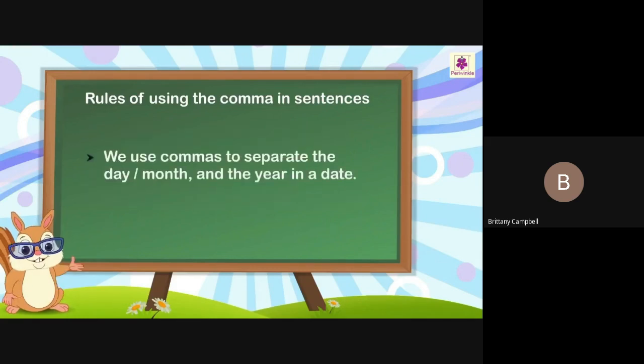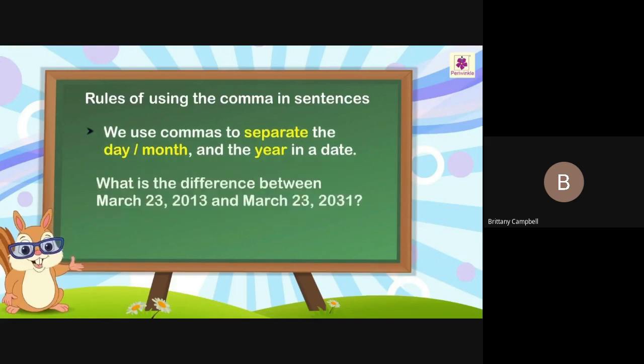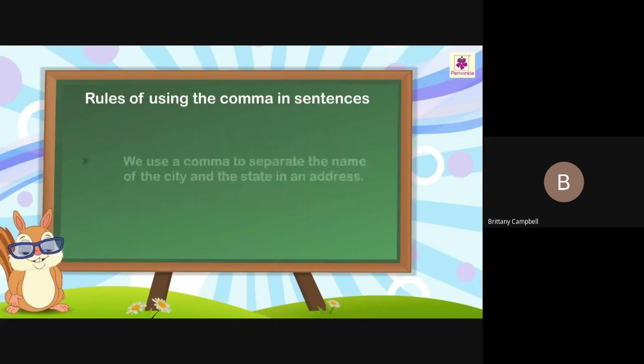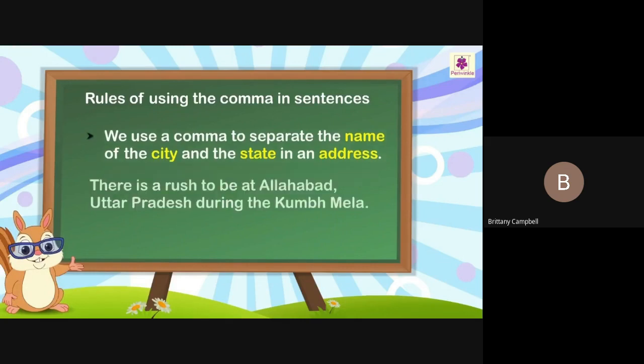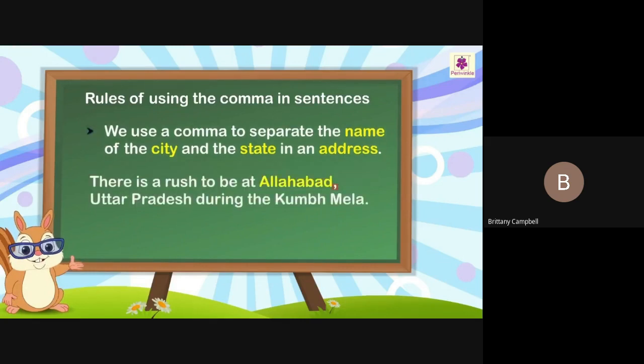We use commas to separate the day or month and the year in a date. For example, what is the difference between March 23, 2013 and March 23, 2031? We use a comma to separate the name of the city and the state in an address. For example, there is a rush to be at Allahabad, Uttar Pradesh during the Kumbh Mela.